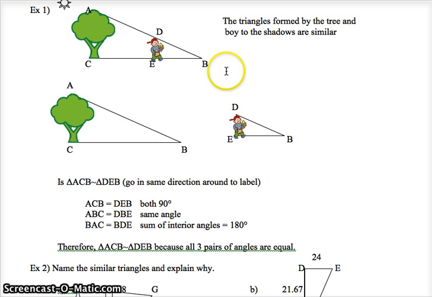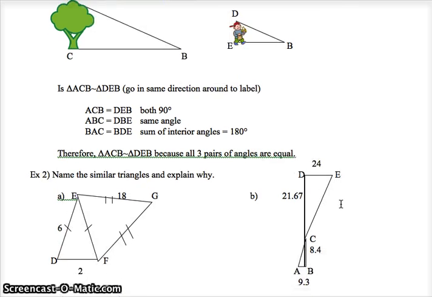So therefore we can say that angle BAC and BDE are also going to have the same measurement because of our sum of interior angles. Okay, that all angles add up to 180 degrees inside a triangle. So therefore, triangle ACB is similar to triangle DEB because all three pairs of angles are equal. Okay, so that's a key thing. All three angles have to be equal to each other on the different triangles for them to be similar.